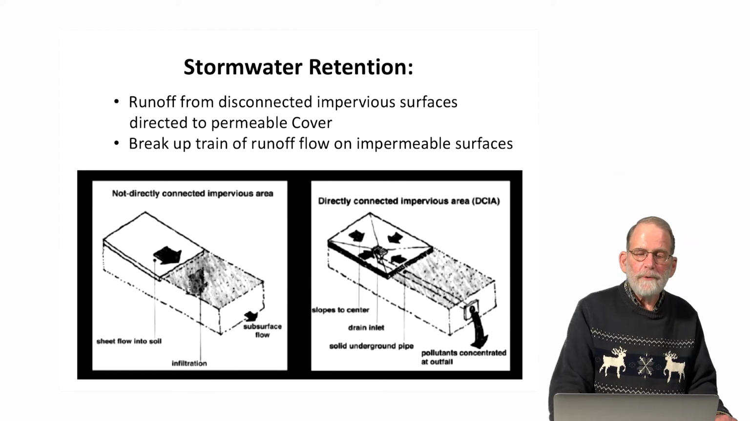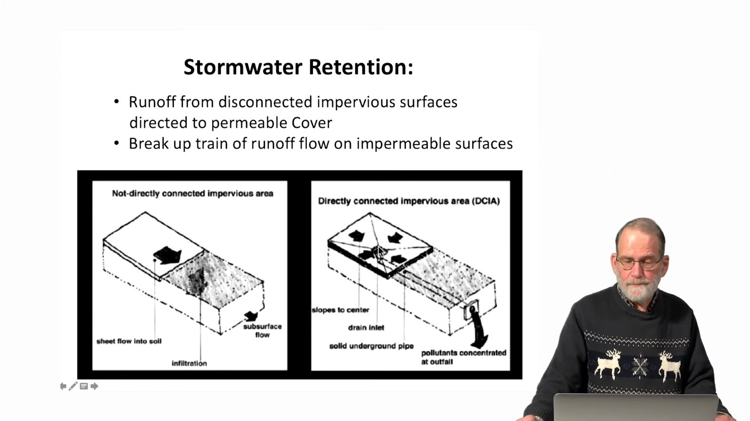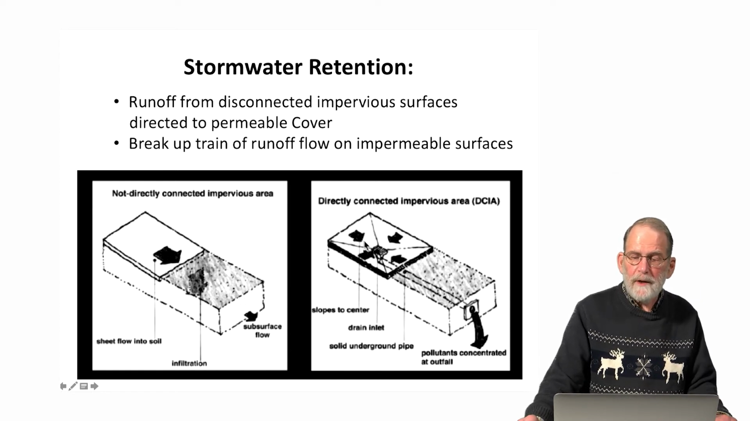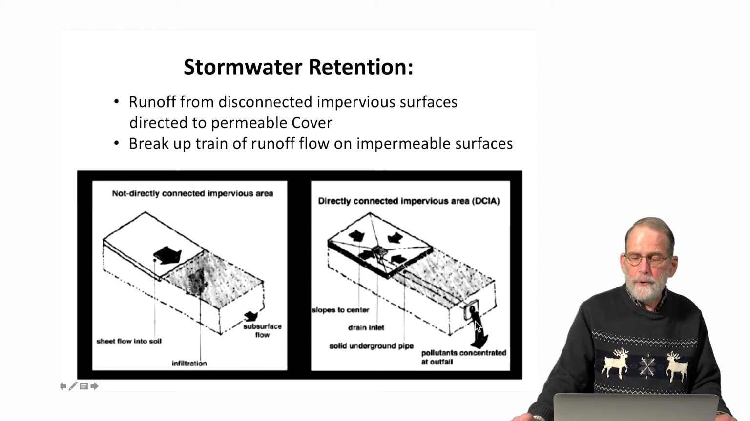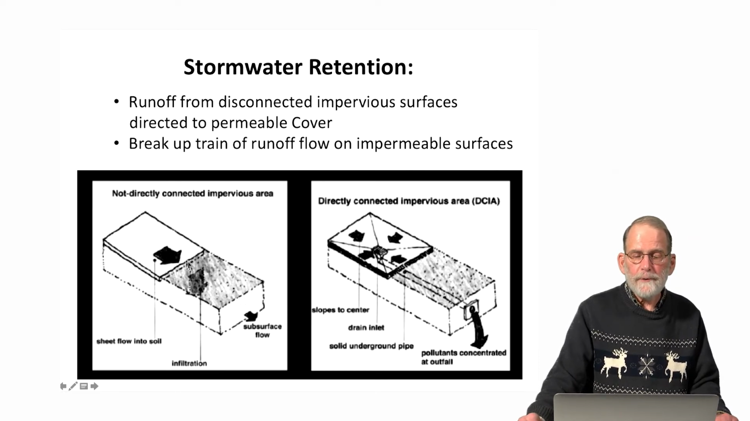Stormwater retention also involves runoff from disconnected impervious surfaces and directing it into permeable cover. We can see in the left-hand image a concrete surface where runoff is flowing into a central drain and being discharged through a pipe into another landscape. The same concrete surface in the right-hand diagram is running across the surface and infiltrating into a grassed portion or a vegetated portion of the landscape.